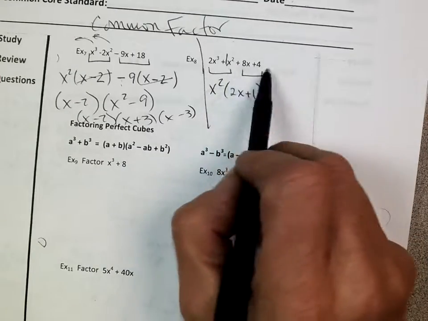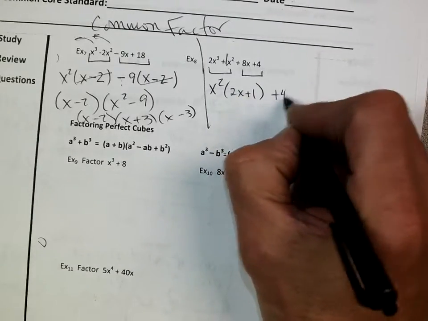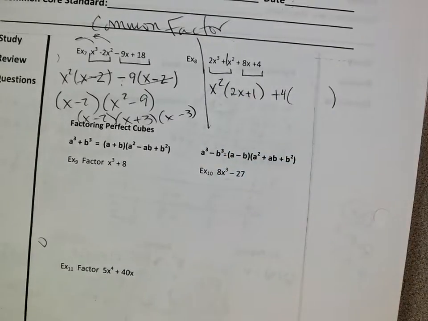Okay, what do these two have in common? 4. Yeah, plus 4. If I take out the 4, what do I have left?